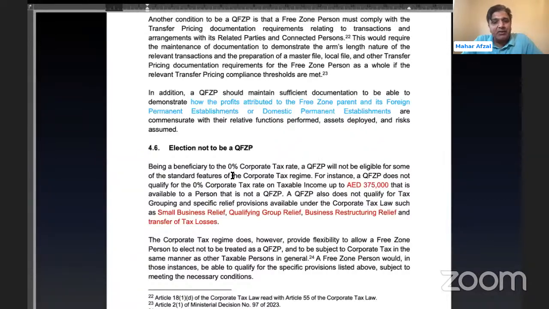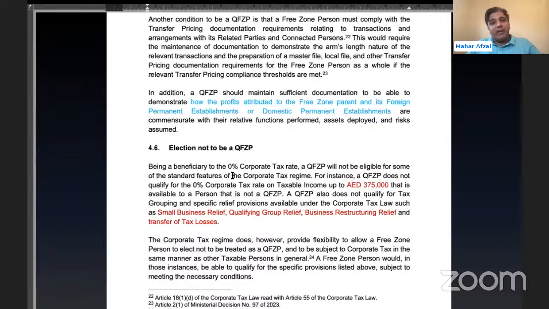By default, you are a qualifying free zone person. You can make an application to the authority. Why will you make an application? Because some reliefs are not available. A qualifying free zone person cannot enjoy small business relief. A qualifying free zone person cannot become a part of the tax group. They cannot become a qualifying group, so they cannot transfer the losses. Some of the reliefs are not available to the qualifying free zone person. When these reliefs are not available, a qualifying free zone person can make an application to the FTA to be considered a taxable person.